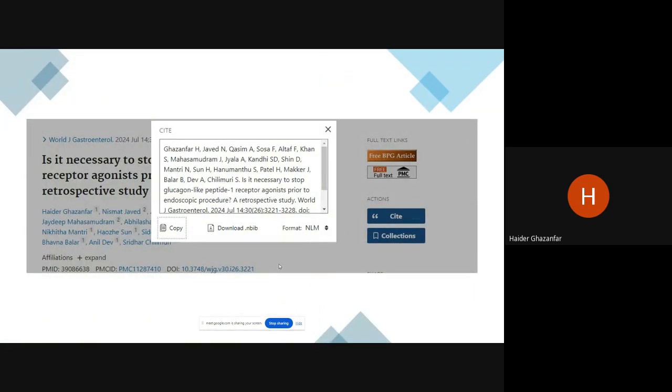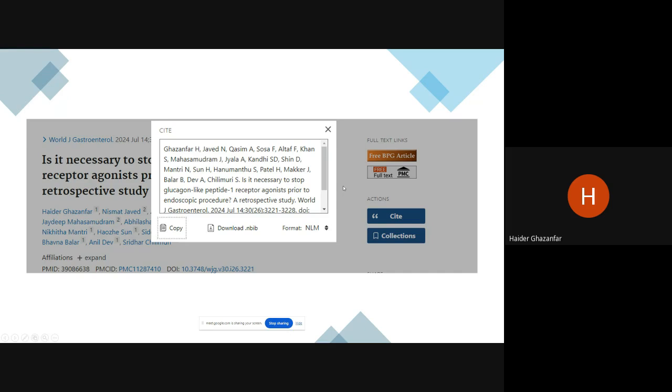So this was one of the recent papers which we published on GLP agonists. If you type the topic of the article on PubMed and click it, this will open, and there's an action called cite. If you use the format NLM, they have 3 different formats. They also have an American format for American journals, which is slightly different, but most of the journals use the NLM format. You click on NLM and you can easily just copy paste it to your reference. You don't have to change anything in it.